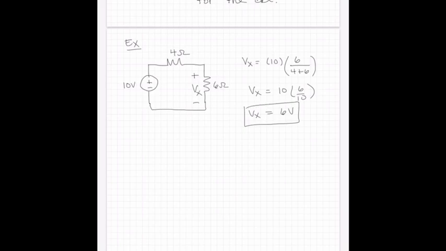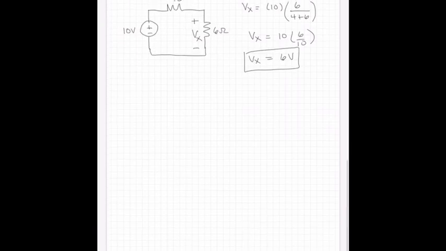Okay? Now, before you leave this here, you have to ask yourself, is the passive sign convention holding? And it is, because we know that whatever current flows in this circuit, it's got to flow from minus to plus with respect to that voltage source, because it's the only source in the circuit. It has to deliver power. So then that current will flow from plus to minus with respect to Vx. So the Ohm's law passive sign convention is holding. Okay? Let's do the next example.